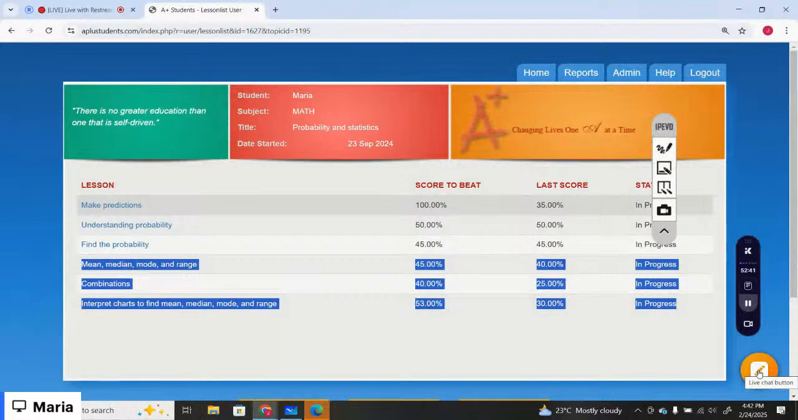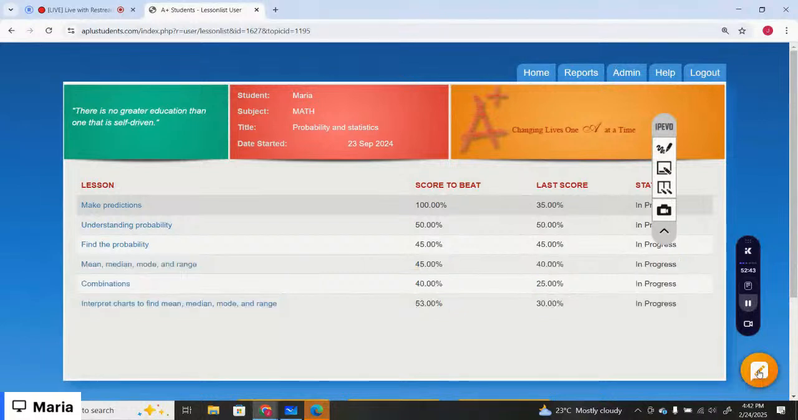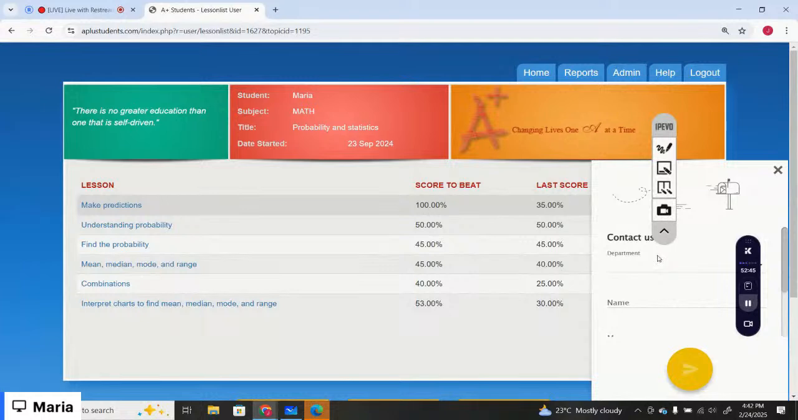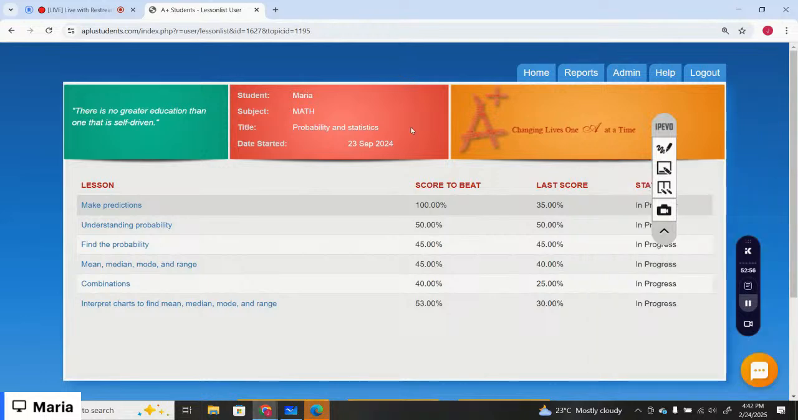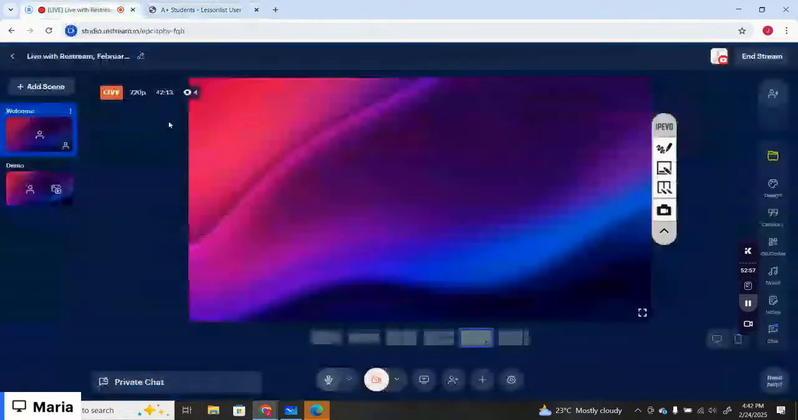So just click on the button. If you need help with language or math, you have to select here which department, language or math. Just select, write a message, and then click on this button. You will get a tutor there. Got it?